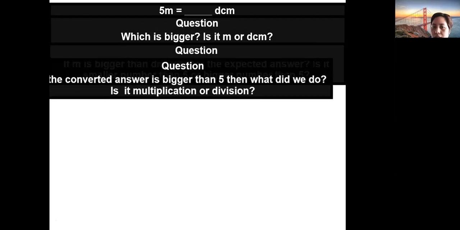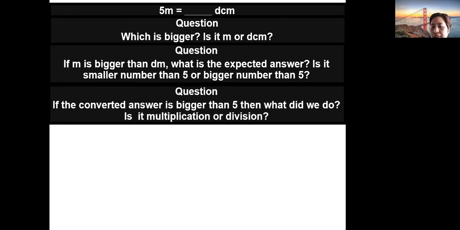Next question is, if the converted answer is bigger than 5, then what do we do? Is it multiplication or division? Of course, if we arrive at a bigger number than 5, then the operation that we use is multiplication.